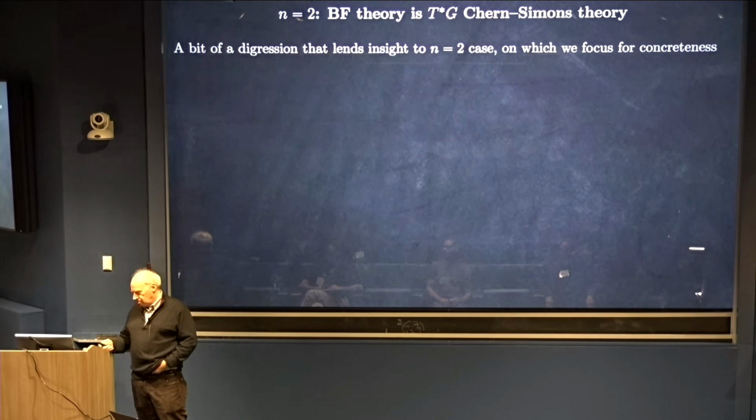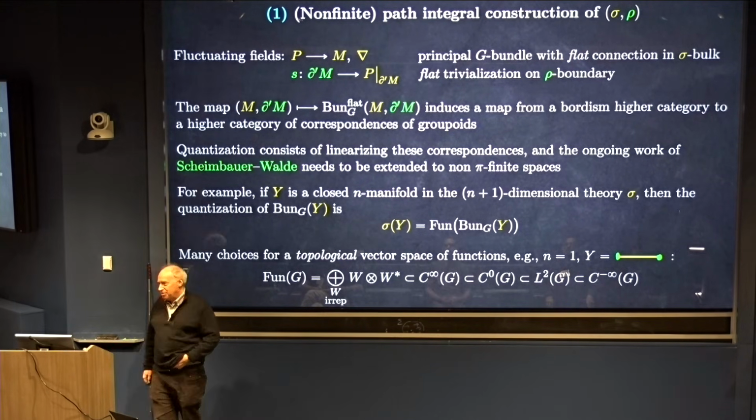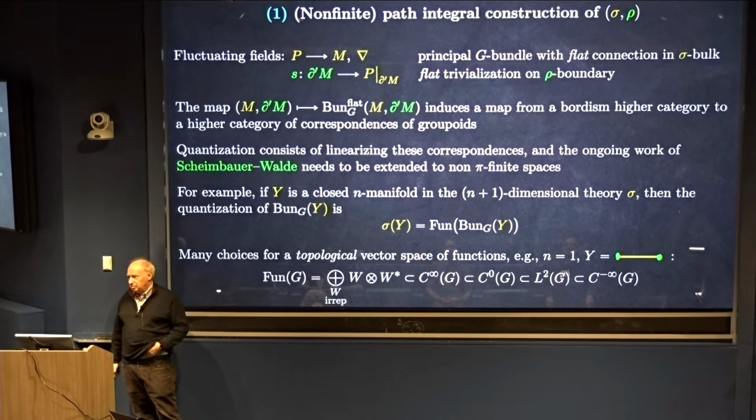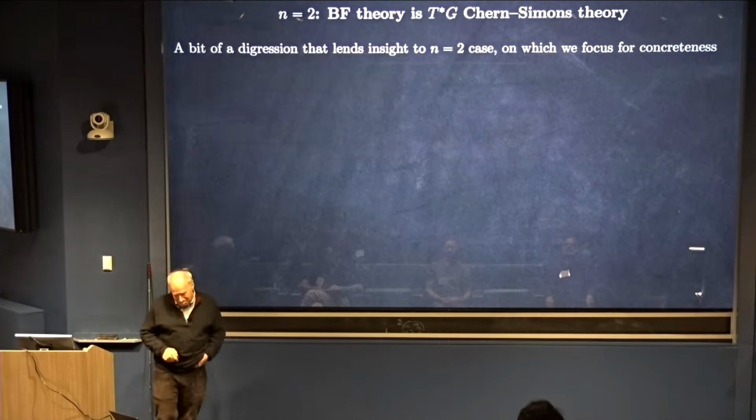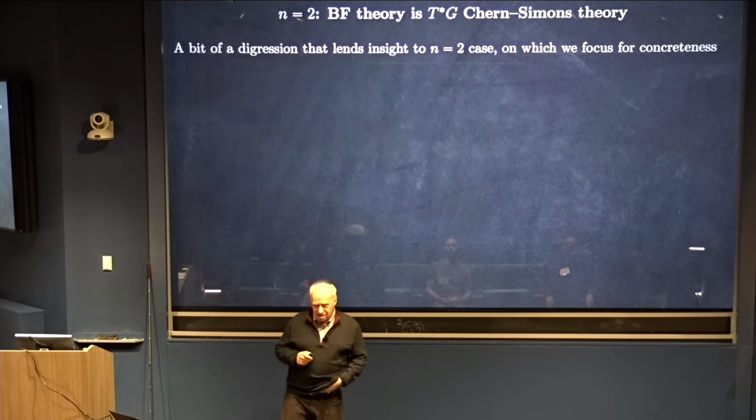So you say on the previous slide, yeah. So you go to correspondence of groupoids, but shouldn't you treat this as a derived stack of Bun G flat? Yes. Okay. I mean, treat it as a derived stack. Okay. Absolutely. Sure. Okay.